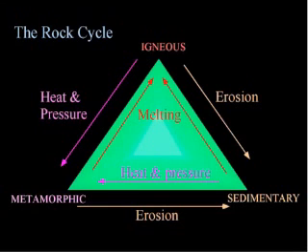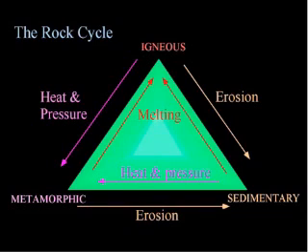Here's another way of looking at it. This can be a bit more confusing, but I wanted to make sure you understood that it can go in multiple directions. Okay, so you can see in each corner you have a rock type: igneous, sedimentary, and metamorphic. Well, from each one you have a couple different options. For example, let's look at igneous.